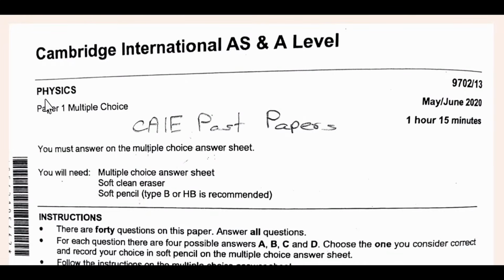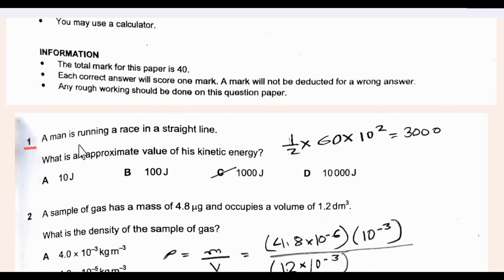We will be discussing Physics Paper 1, MCQ Paper 2020, May June, Variant 13, and the subject code is 9702. Number 1. A man is running a race in a straight line. What is an approximate value for his kinetic energy?